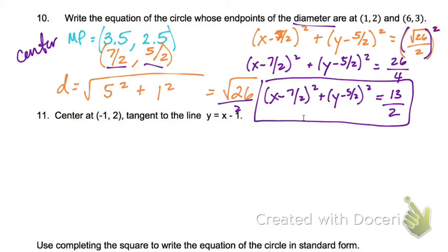Number 11. So this is the last type of example that you would see. It has center here, tangent to the line x minus 1. Tangent means that it doesn't go through it, but it touches it, like it scrapes the surface. So I'm going to draw a picture just to show you what it would look like. I have a center at negative 1, 2, so here. And then I'm going to graph the line x minus 1. And that line would look like this.